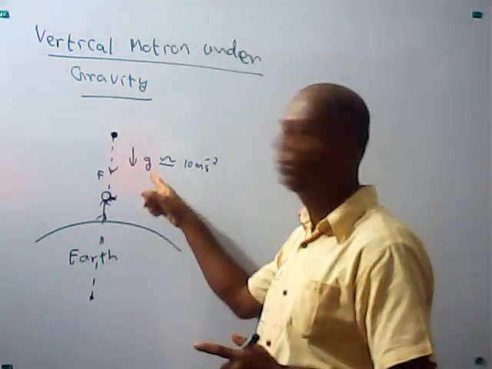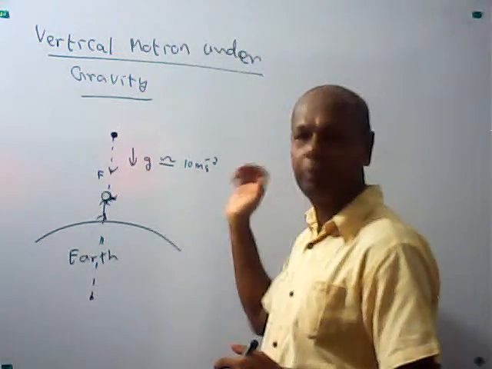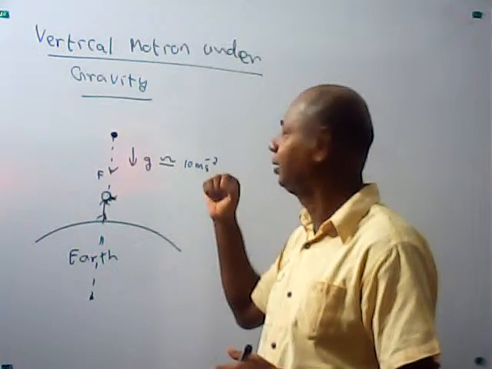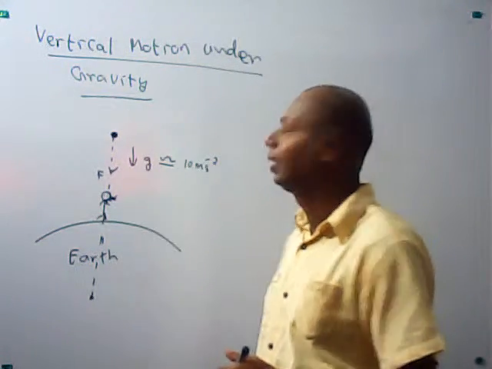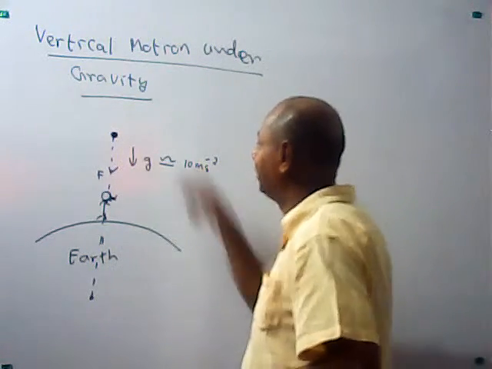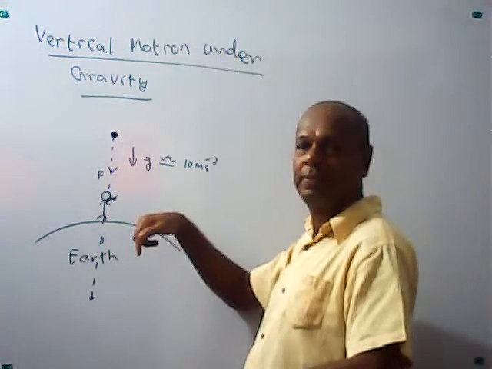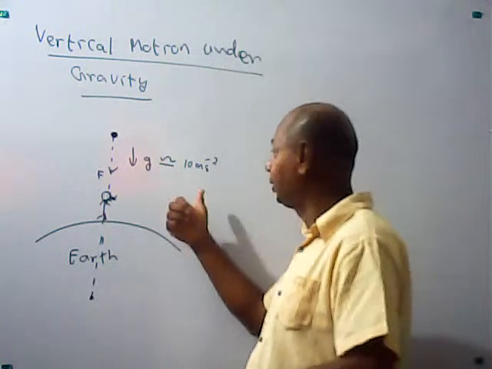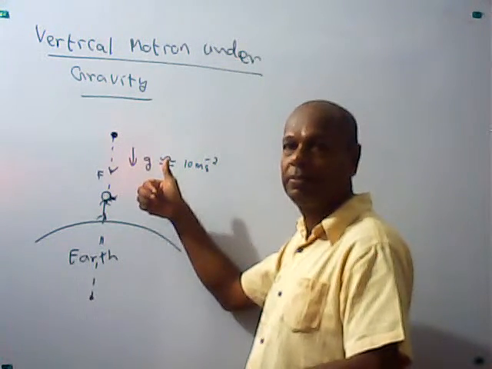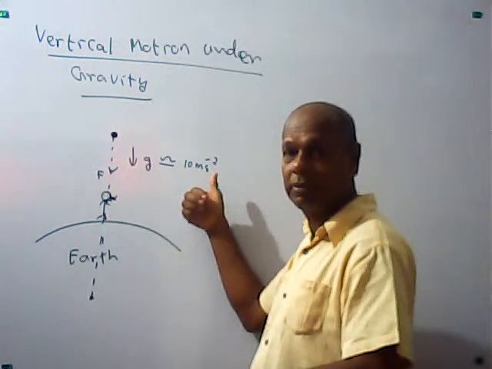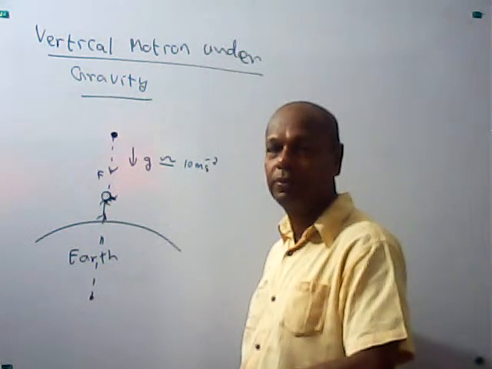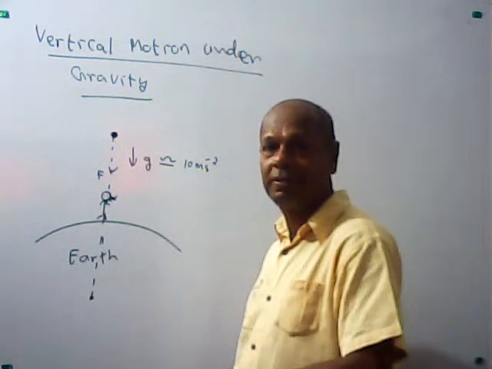If not, we use g, right? Or 9.8 if given, whatever they give, you use that. If not, we take 10. So measured downwards it is 10 m s^-2. Measured upwards it will be negative 10 m s^-2. So that's the story, right? We will write it in one or two sentences. That's sufficient for us.